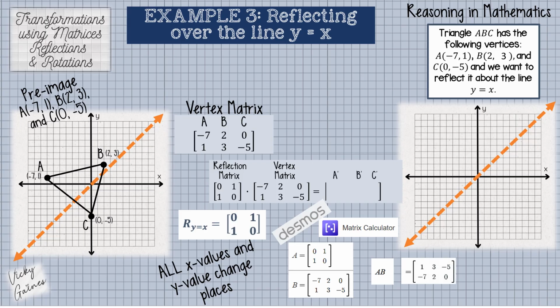And here we go. So A prime's at 1, -7, B prime's at the point 3, 2, and C prime is at the point -5, 0, and we can graph those. There is A prime, 1, -7, B prime, 3, 2, C prime is at -5, 0, and there is triangle ABC reflected over the identity function, the line y equals x, and that is our image.